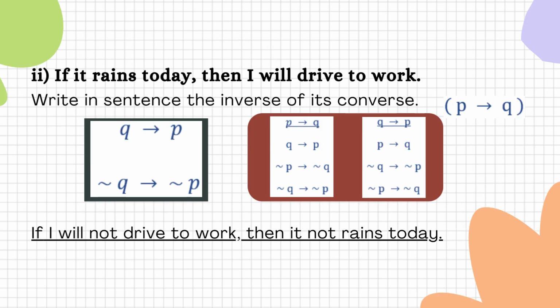Next, if it rains today, then I will drive to work. The symbolic form is P implies Q. So we need to write in sentence the inverse of its converse. First, same like before, we need to find the converse from P implies Q. So the answer is Q implies P. From Q implies P, we need to find the inverse, so we will get not Q implies not P. From this symbolic form, we change into the sentence, and the answer is, if I will not drive to work, then it does not rain today.